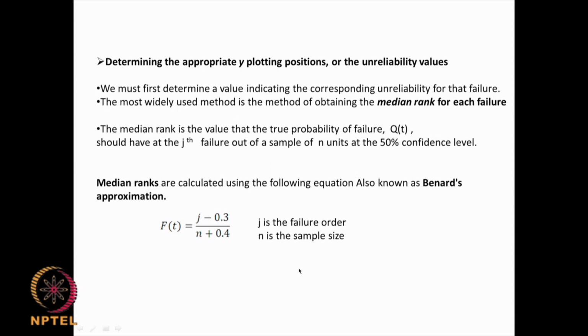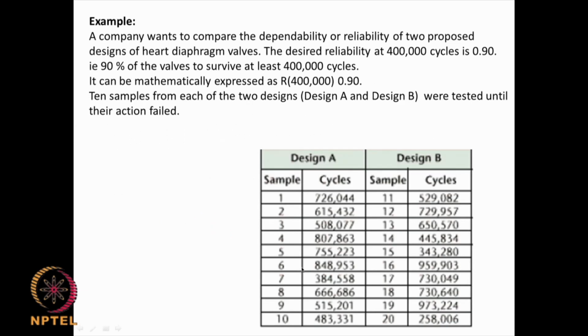You think it is of no use, but then look at this problem. A company has two designs for manufacturing hard diaphragm valves. They call it design A, they call it design B. The desired reliability at 400,000 cycles is 0.9, that is 90% of the valves should survive at least 400,000 cycles.